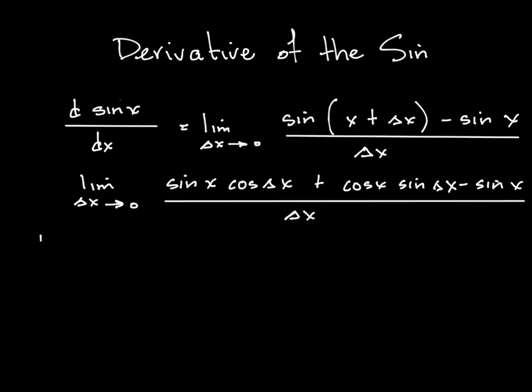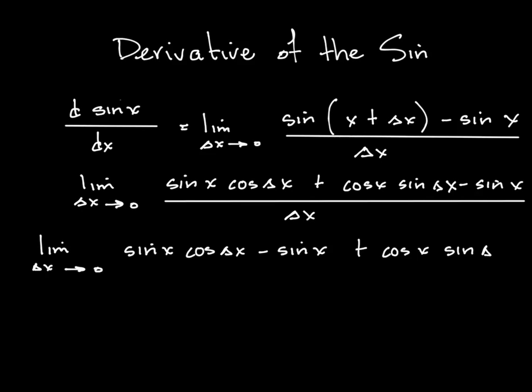Next step will be to group the sine x's together. So we'll write the limit as delta x approaches 0 of sine x times the cosine delta x minus the sine x, and then plus the remaining piece cosine x sine delta x, still all divided by delta x.